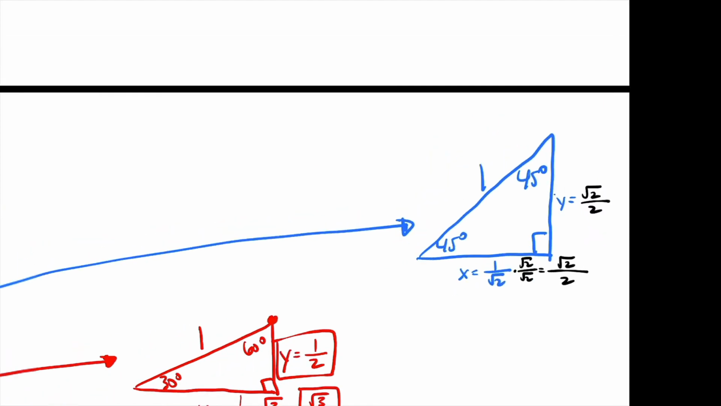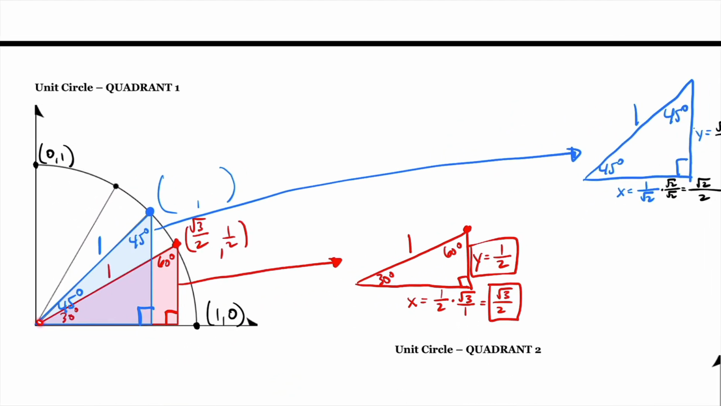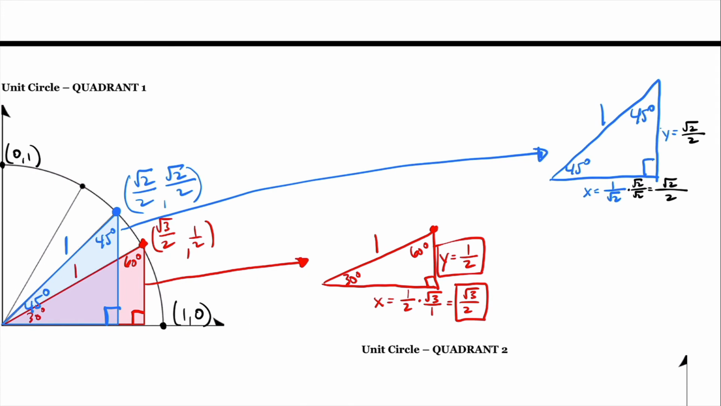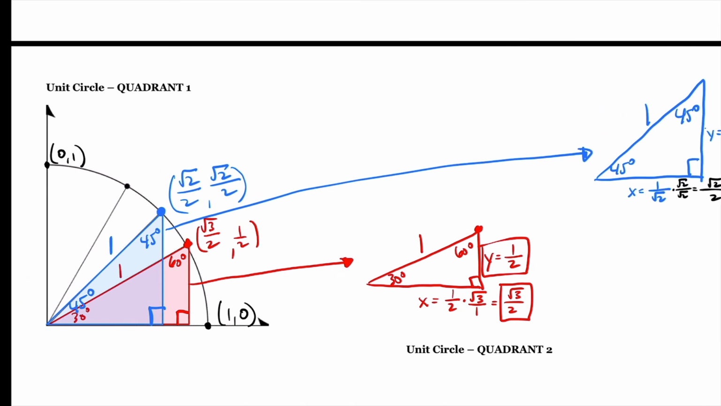So if I'm at the center of the circle, how far do I need to go over for the blue and up for the blue to get to the blue dot? Yeah, this is the square root of 2/2 over and the square root of 2/2 up. Okay, we got one more dot, and we're done with quadrant 1. The same. So 45, 45, 90, so both the legs are going to be exactly the same.